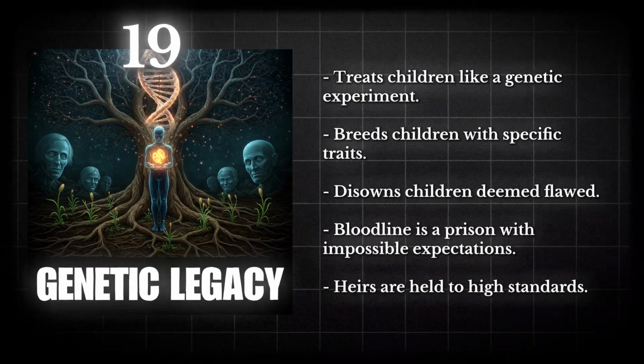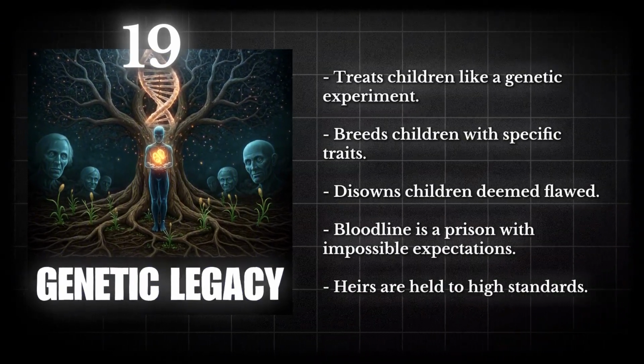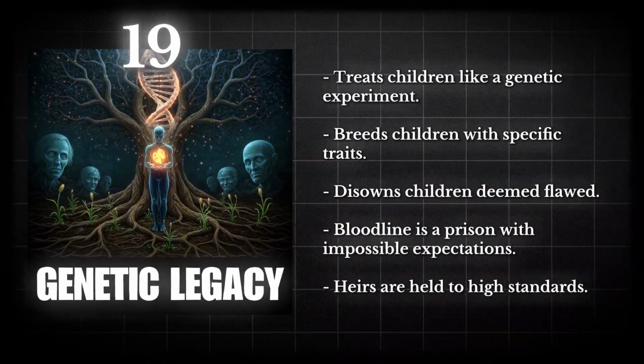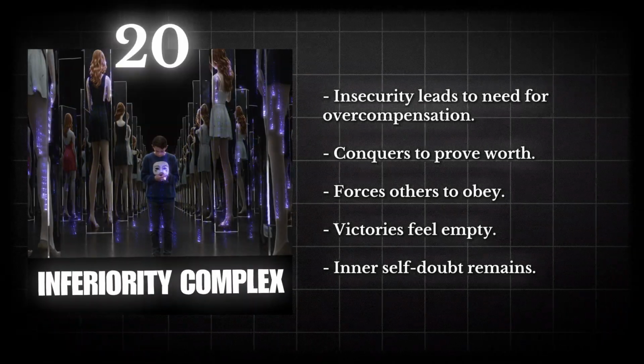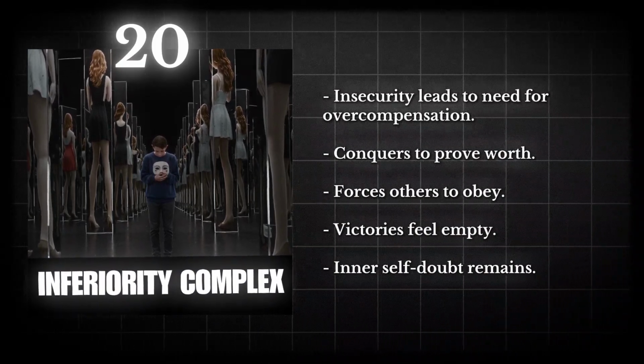They breed children with specific traits, disowning any child they deem flawed. Their bloodline is a prison, where heirs are held by impossible expectations. 20. Inferiority Complex. The villain's insecurity grows into a need to overcompensate.